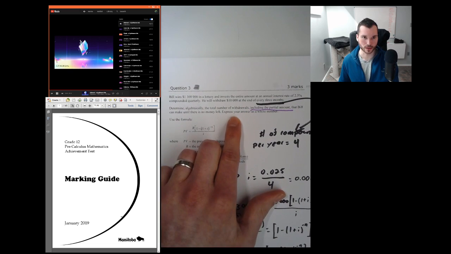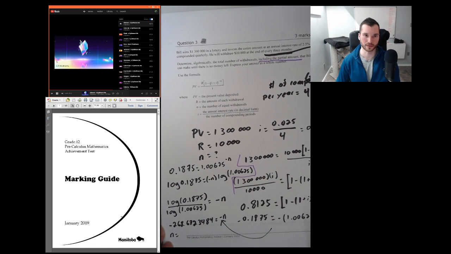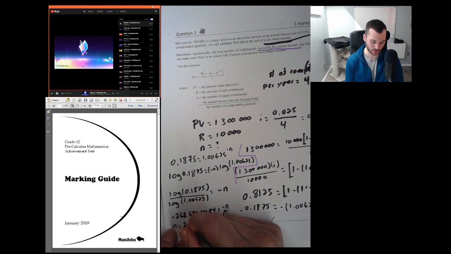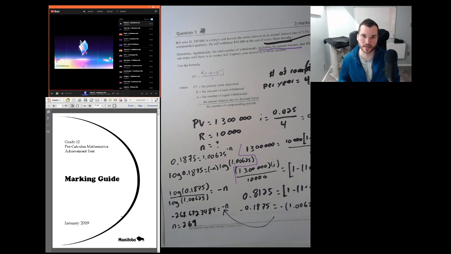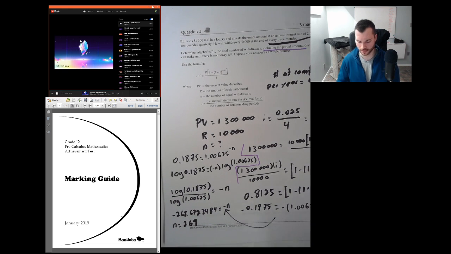But now it's wanting to express your answer as a whole number. So if he wanted to take out every single drop of money from that, he's going to have to take out 269. So that's how many times that he can take out the money. There's no units or anything to this. That's just how many times that he's going to be able to take out money so that he has absolutely nothing left. That last little takeout that he does, it won't be $10,000. It will be a little bit less than that. But that's how many withdrawals that he can make every 3 months.